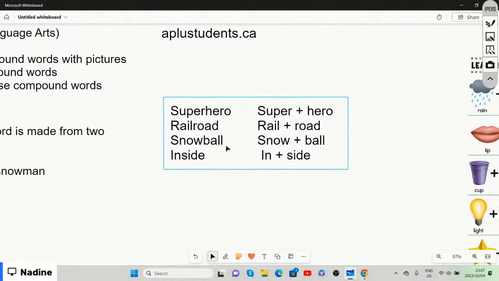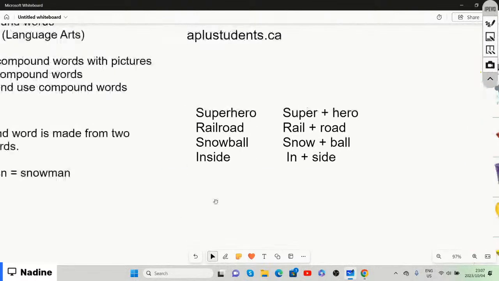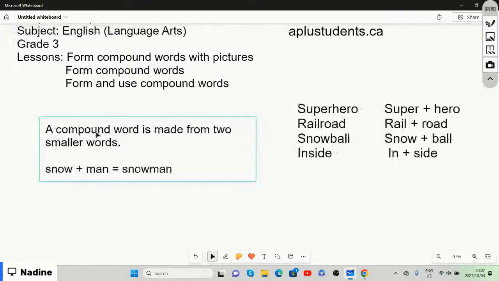And then in plus side. So in, you're going in, you're in something, right? And side, if it's not in front and it's not at the back, it's on the side. But now, if we put those two words together, it's inside. So if you're not outside, the opposite of outside, you're inside. So that is compound words. Once again, a compound word is made from two smaller words that you put together, and then we make one word.